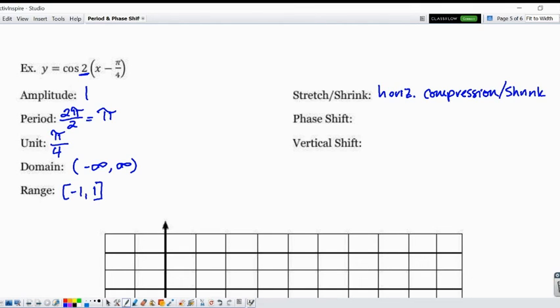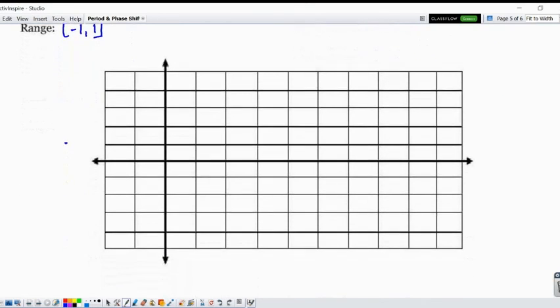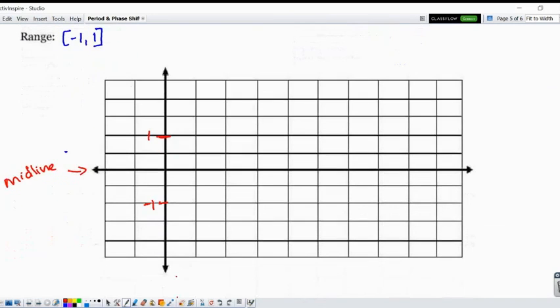Our phase shift, when we identify that transformation, we're going to go to the right by pi over 4, and we have no vertical shift. Nothing's been added or subtracted to the end of our function. So when we put all of these together, it's still going to start with midline and the amplitude of 1 and negative 1. And according to our calculations, when we mark the x-axis, our unit should be pi over 4.